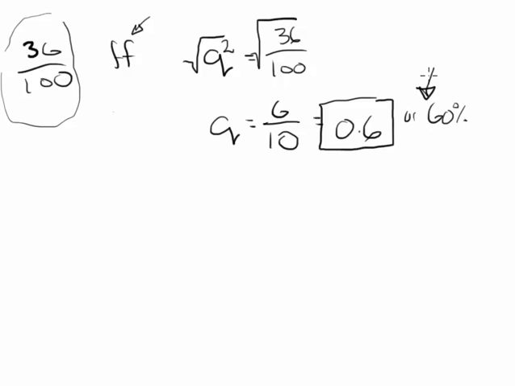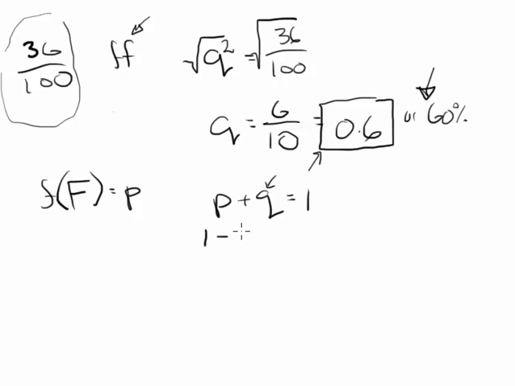All right, so what's the frequency of the other allele, big F? So the frequency of big F equals P. Now, we only have two alleles here. If Q is 0.6, then P must be whatever is left, right? P plus Q equals 1, so if Q is 0.6, then P must be 0.4. So we can just say 1 minus 0.6 is 0.4.